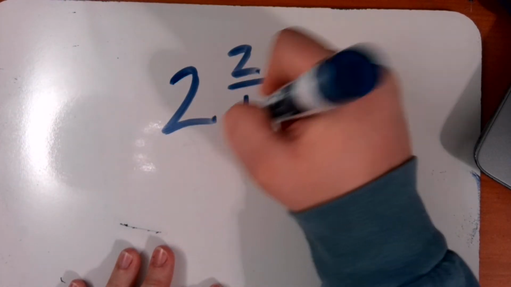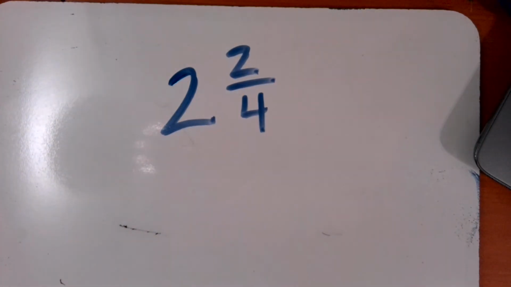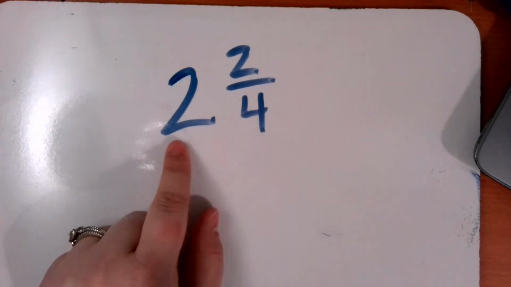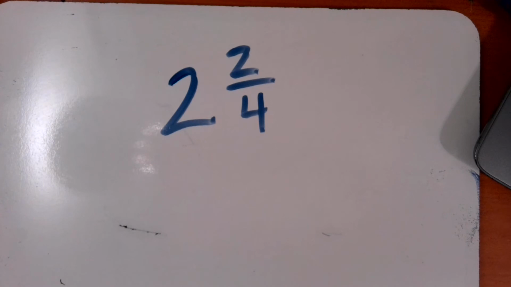So the first thing I'm going to do is go from a mixed number to improper. Okay, so if I have 2 and 2/4. To go from a mixed number to improper, first of all, a mixed number is something that has a whole and a fraction. And an improper is where your numerator is bigger than your denominator. Okay? There's going to be several different times that you may have to go from a mixed number to improper or vice versa. So I feel like it's important for you to remember how to do this.